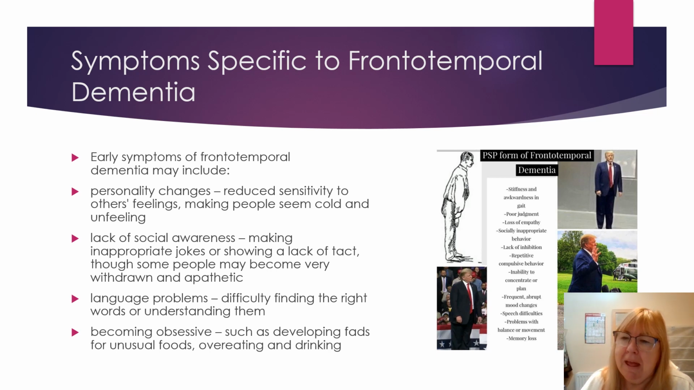stance. Now, I've put some of the issues there, and it's up to you whether you think... I mean, he's of the right age. He's over 70. Stiffness and awkward gait, poor judgment, loss of empathy, socially inappropriate behaviour, lack of inhibition, repetitive, compulsive behaviour, inability to concentrate, frequent and abrupt mood changes, speech difficulties, balance or movement issues. We know he has balance and movement issues because he struggles with stairs quite a lot.